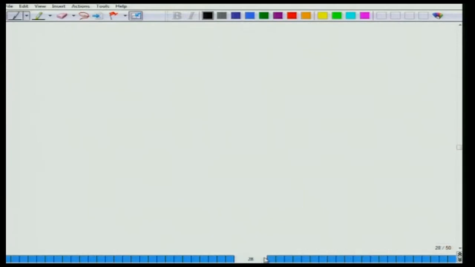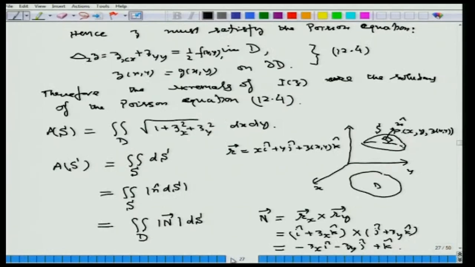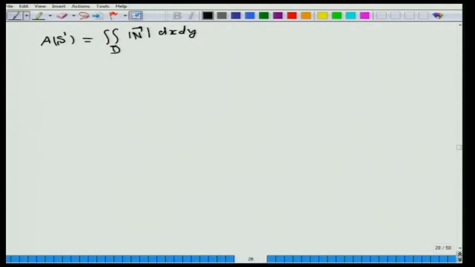And so, this A of S, the area of S, which is the double integral over D now of this absolute value of n dx dy, this should be dx dy. And so you get this absolute value of n as square root of 1 plus z_x square plus z_y square, dx dy. So, that is what we had obtained earlier also.